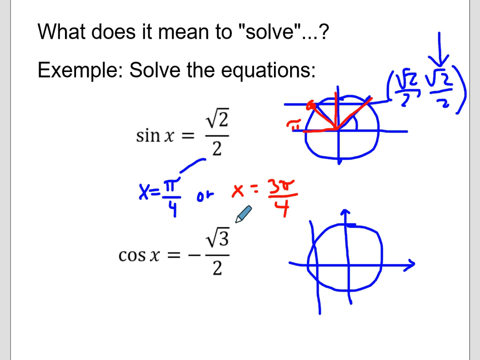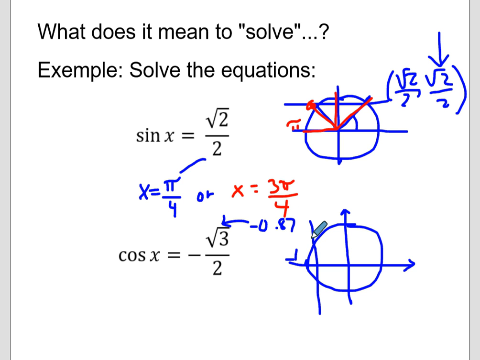You can use your calculator to calculate what is minus square root of 3 over 2. If you type it on your calculator, you should get minus 0.87. So you can see that, remember, this here is 1, negative 1. So minus 0.87 is around here.